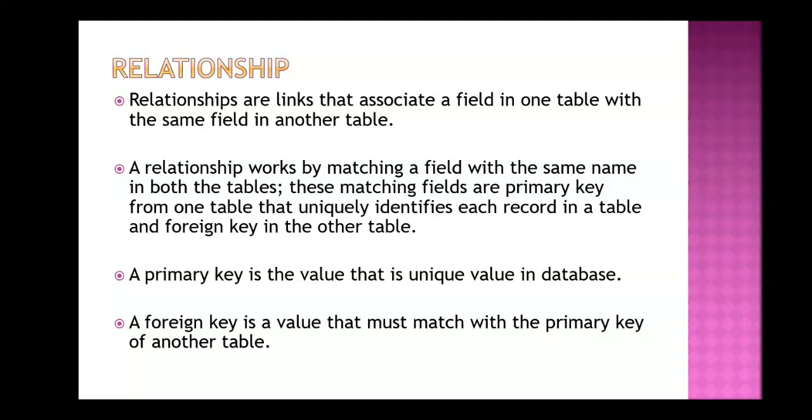Relationships are the links that associate a field in one table with the same field in another table. You can store data in multiple tables. To bring the information together, you need to define relationships between the tables. A relationship works by matching a field with the same name in both tables. These matching fields are the primary key from one table that uniquely identifies each record in a table, and the foreign key in the other table.